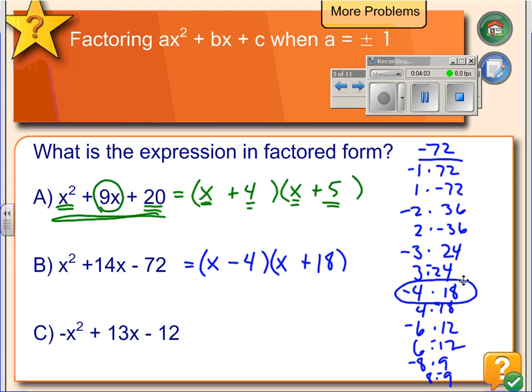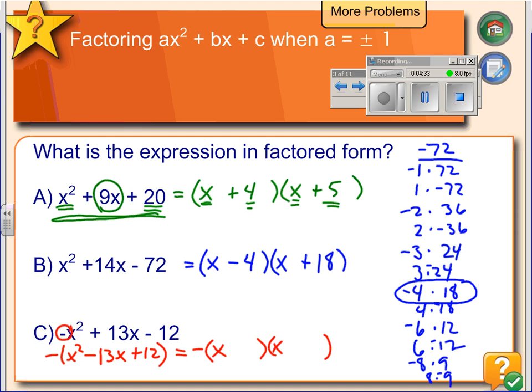Okay, in our third example, we have a leading coefficient that's negative. This is never a good thing. So the first thing we'll do is factor out a negative 1. So that gives us a positive x squared, but we're factoring negative 1 out of the entire equation. So the positive 13 becomes a negative 13, and the negative 12 becomes a positive 12. And now we can factor this, keeping the negative in front, and then we'll have two binomials.